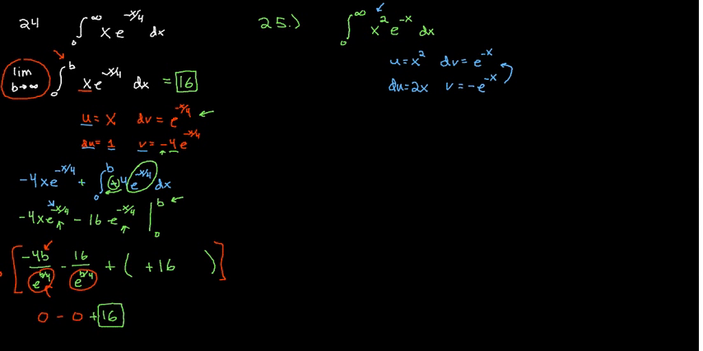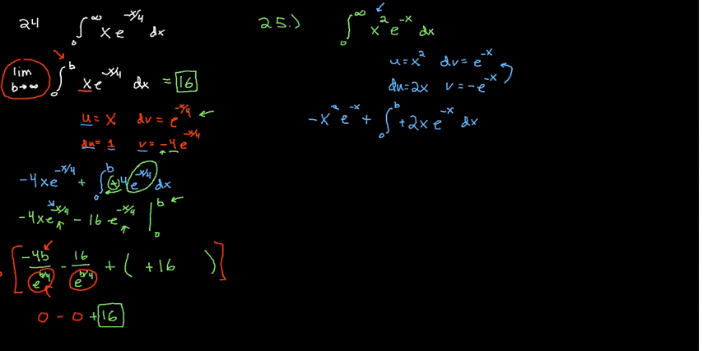Let's see, so integration by parts, u times v, so negative x squared times e to the negative x minus the integral from 0 to infinity, not infinity, that's right, we changed that to b, didn't we? That's the whole point of all this, integral from 0 to b of v du, so negative 2x e to the negative x dx. Just to make sure I don't mess up negatives later on, I'm going to make those two positive.